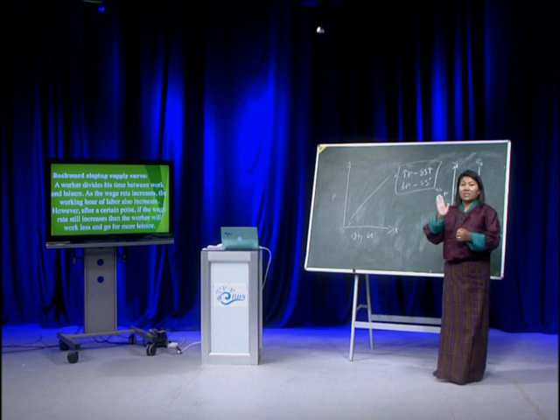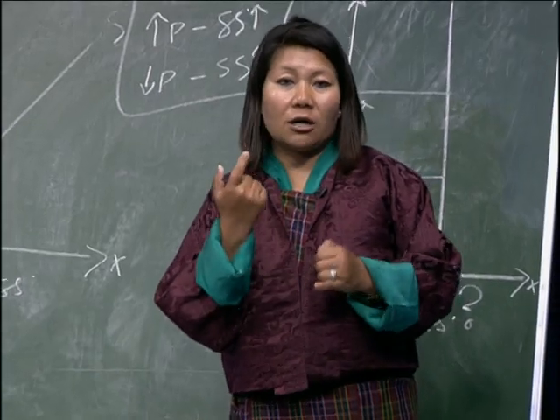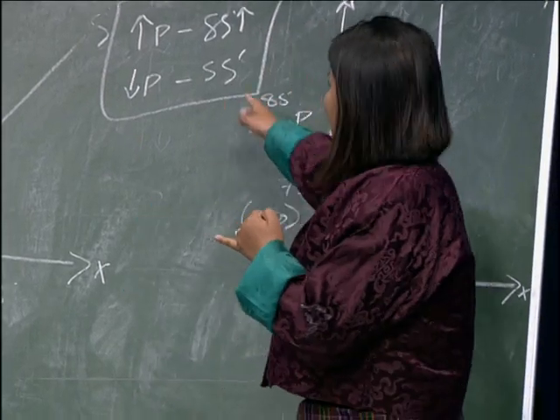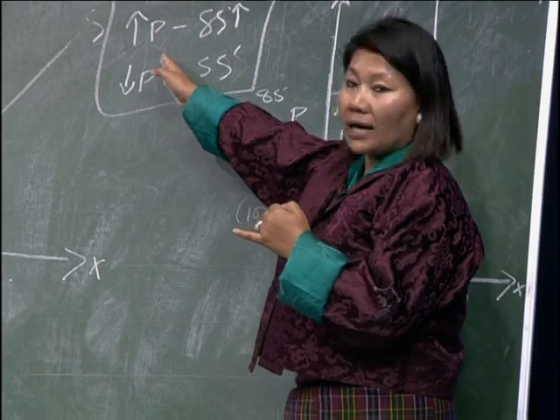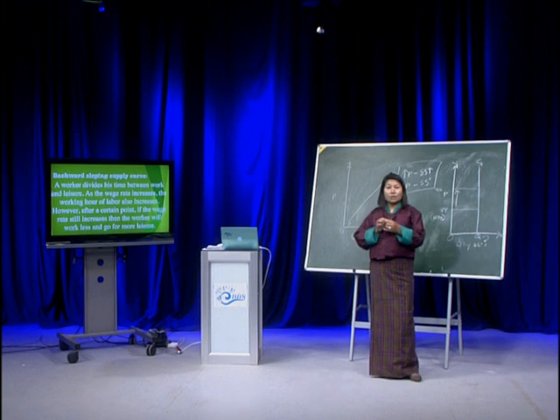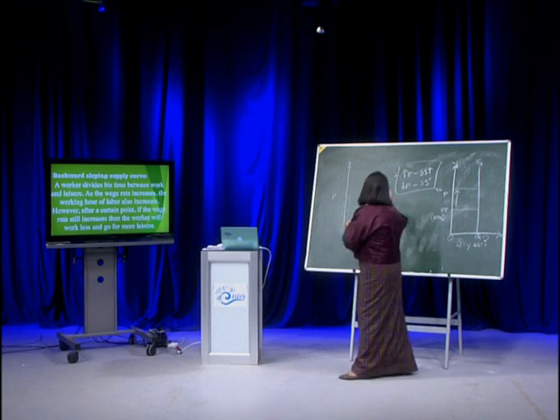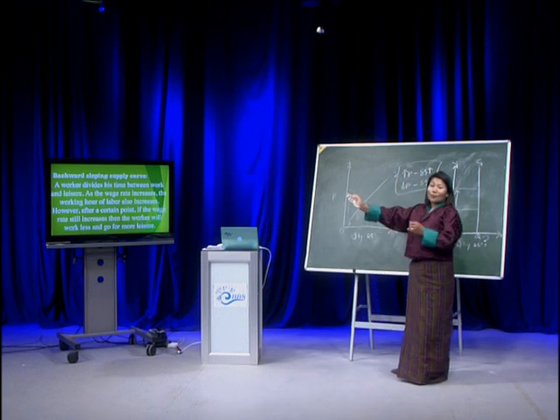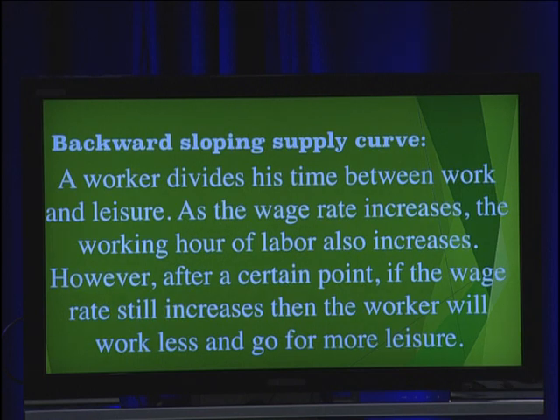When we talk about such graphs, remember what the law of supply states. Direct relationship. Price high, supply high. Price low, supply low. So the second exception to the law of supply means this is not going to go with the law of supply. It is going to go different or away from the law of supply. A worker divides his time between work and leisure. Do you agree? Yes, we divide our time between work and leisure.